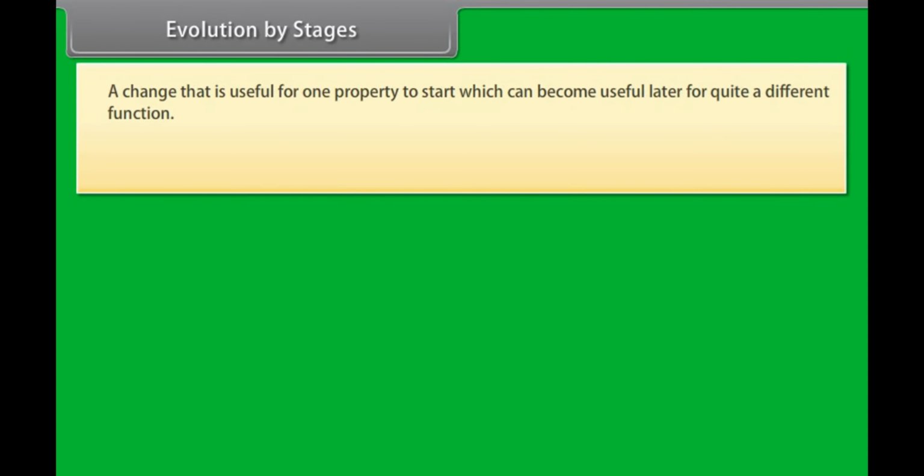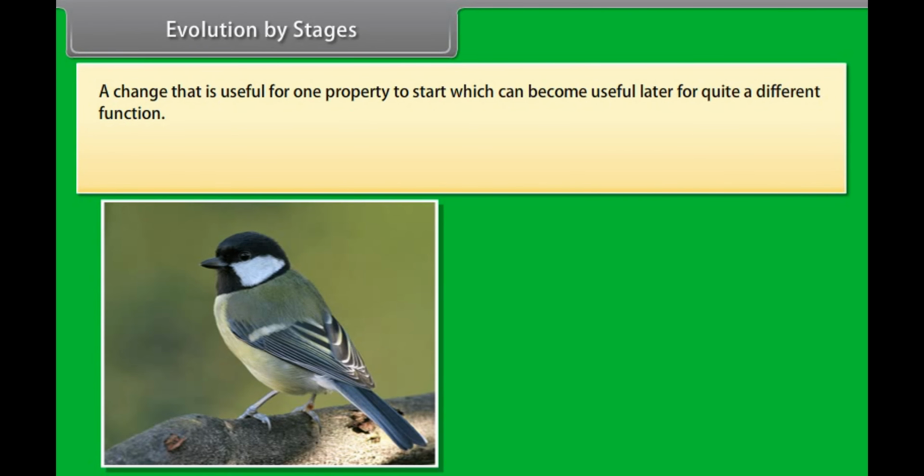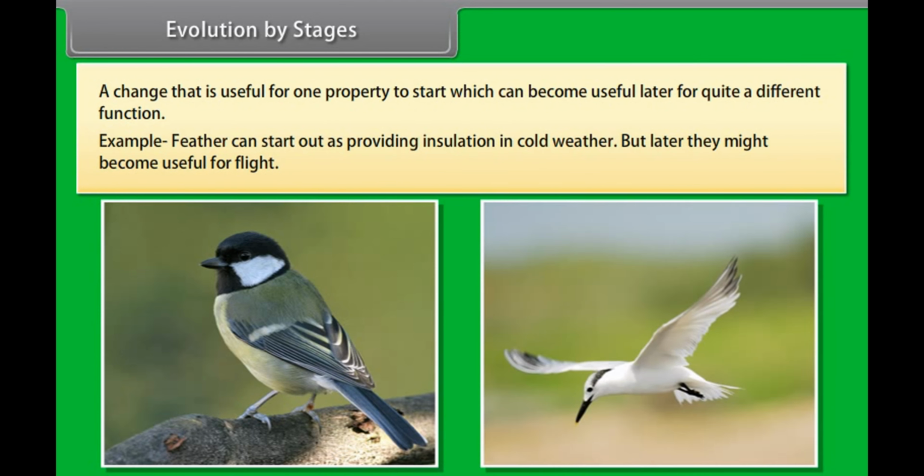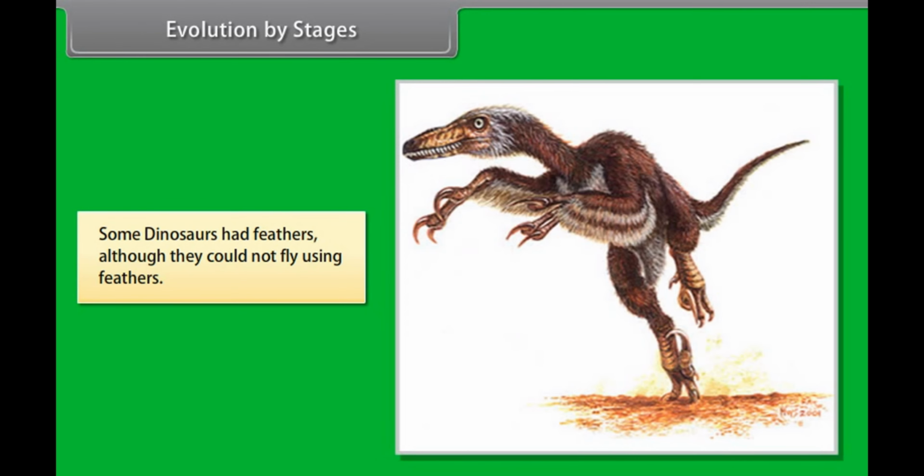Evolution by stages: a change that is useful for one property to start with can become useful later for quite a different function. Example: feathers can start out as providing insulation in cold weather, but later they might become useful for flight. Some dinosaurs had feathers, although they could not fly using them.